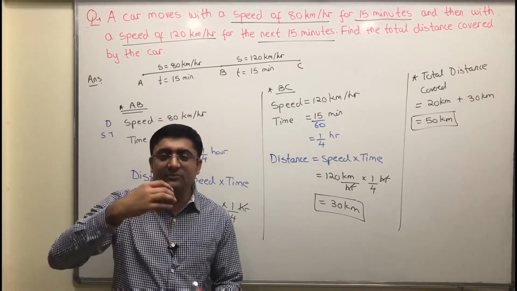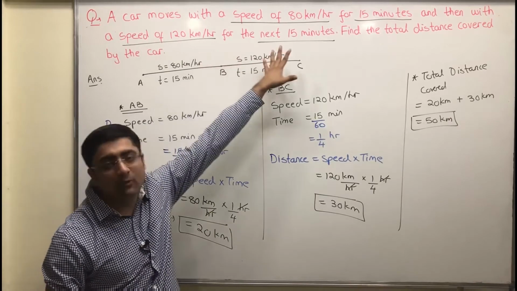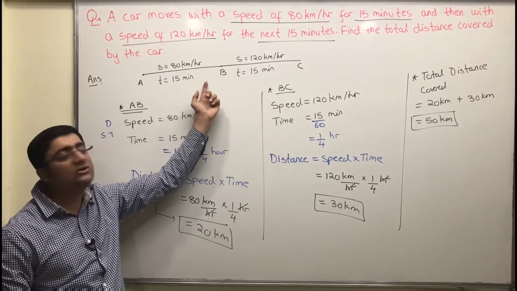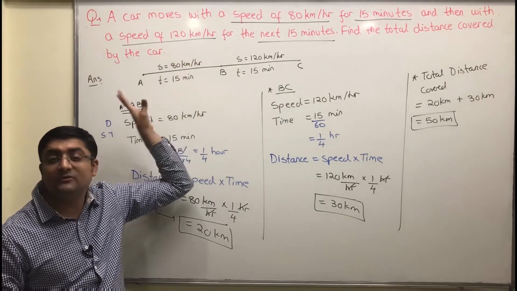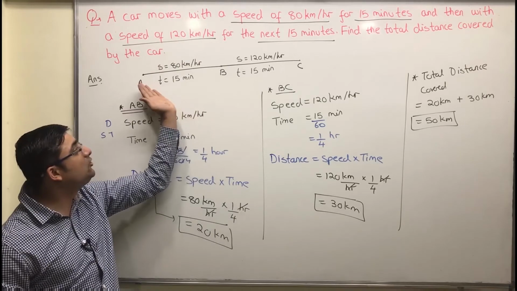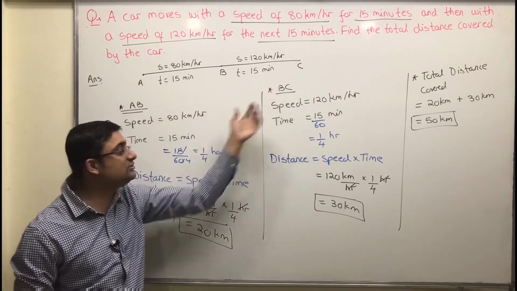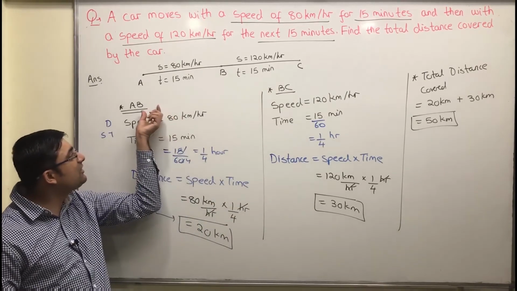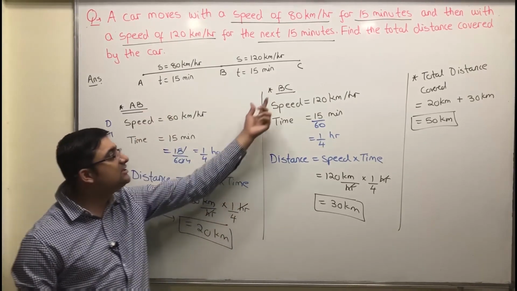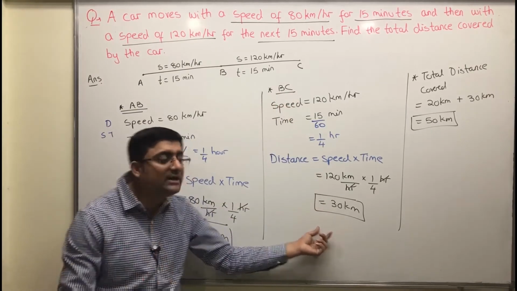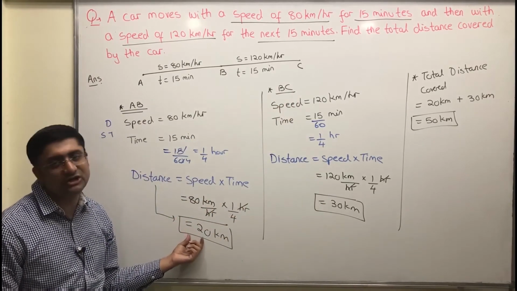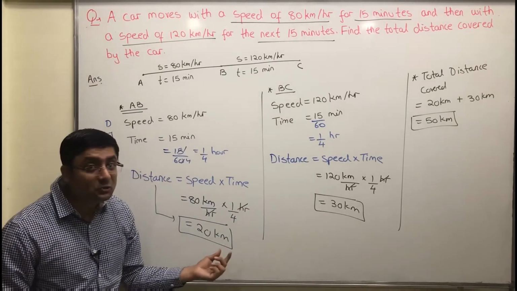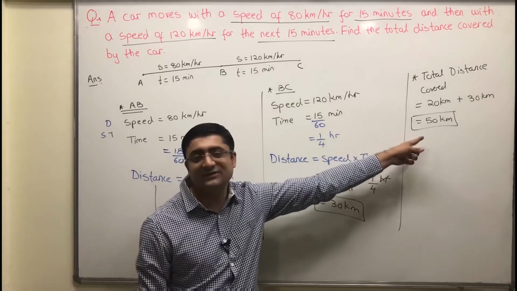Whenever you're given different parts of a journey, like here we're given two parts, one part with so and so speed and so and so time, another part with so and so speed and so and so time, always draw a figure like this. Once you draw a figure, it becomes very easy to visualize the problem. There are two parts of the journey, A to B and B to C. Solve for A to B, solve for B to C, and then combine the two. Distance traveled from A to B, 20 kilometers, distance traveled from B to C, 30 kilometers. Or we can say distance covered in the first part of the journey, 20 kilometers, distance covered in the second part of the journey, 30 kilometers. So what is the total distance covered?